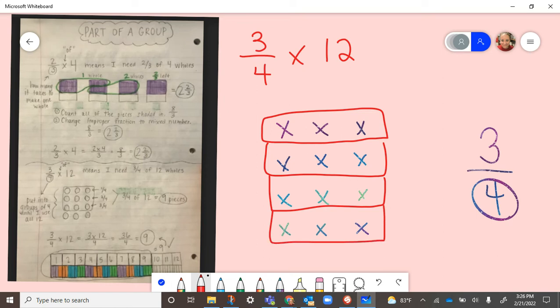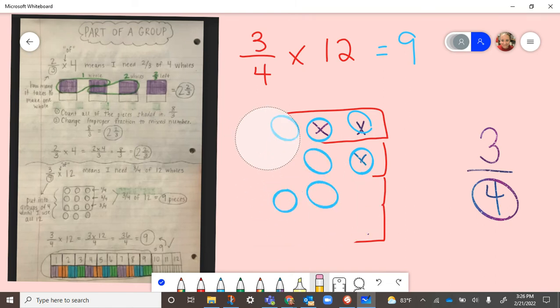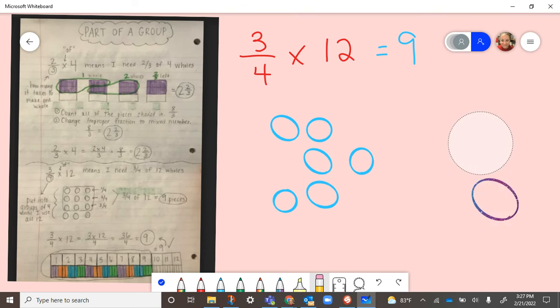So I've taken my 12 wholes and I've put them into 4 equal parts. And now I want to know if I have 3 of them. So that would be this one, that's 1, 2, 3 of those out of the 4. How many would that be? Well, there's 1, 2, 3, 4, 5, 6, 7, 8, 9. So this should equal 9. So that's what it looks like with the picture. Let me show you what that looks like when I multiply.